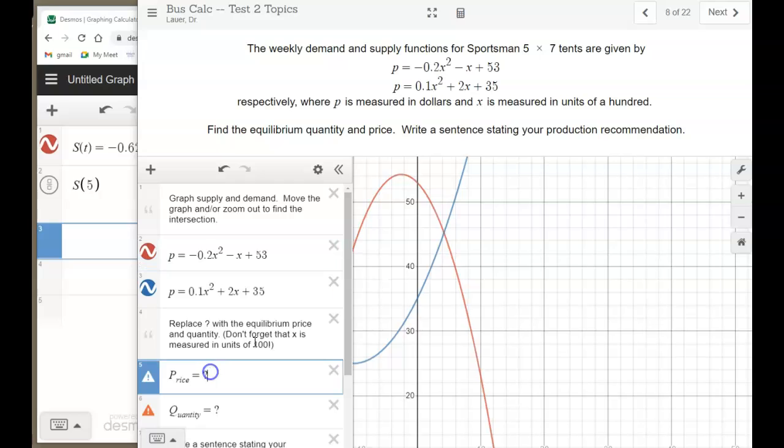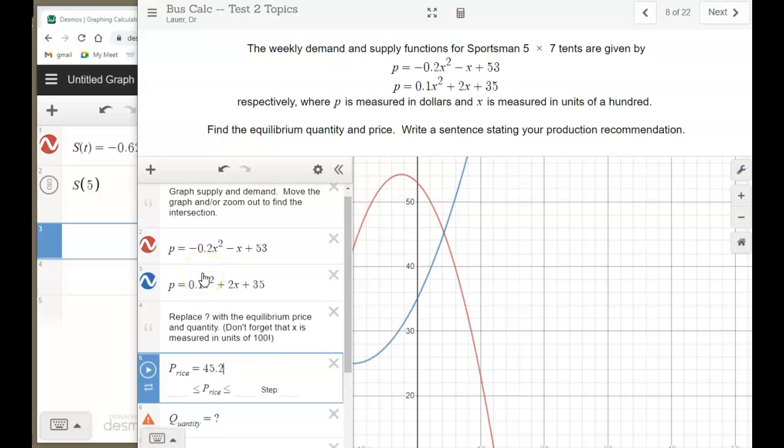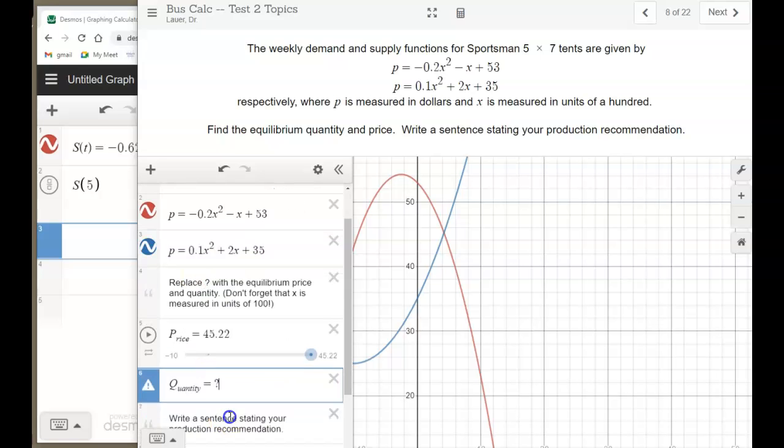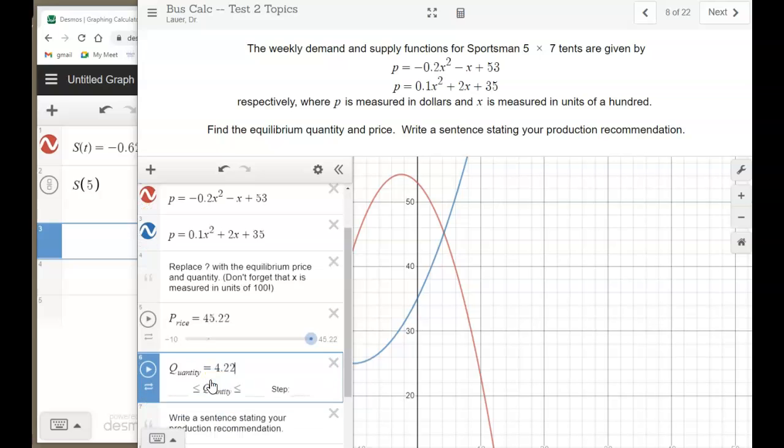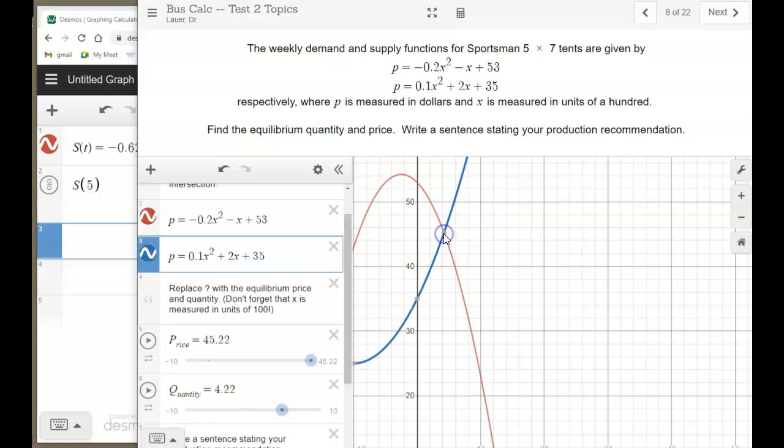422, 45.22. So this is 45.22, that's the price, and the quantity is 4.22. Check that one more time.